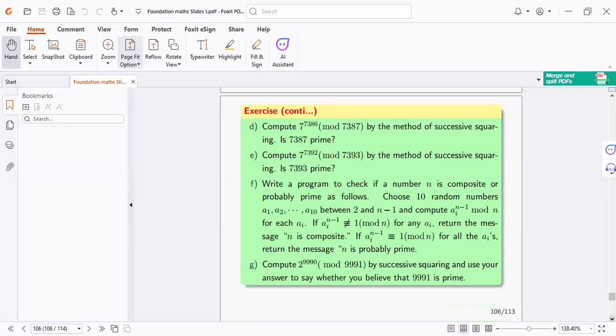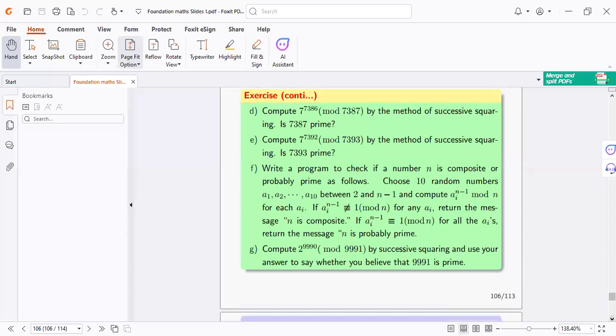This is just a continuation of that exercise. Now, in this continuation, I like part G. Part G says, compute this number by successive squaring and use your answer to say whether this number is prime or not. Do it by successive squaring.